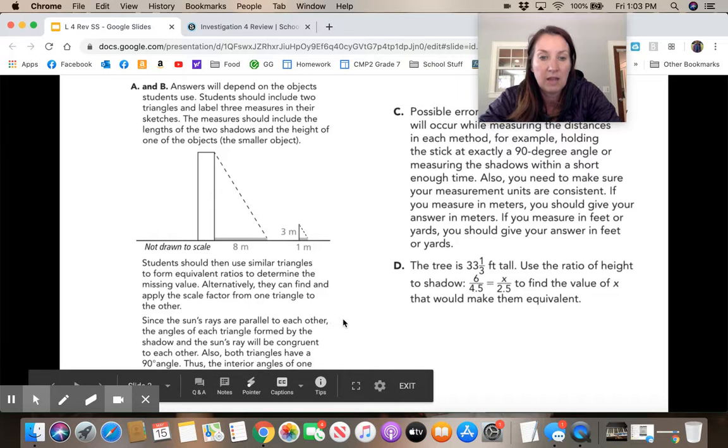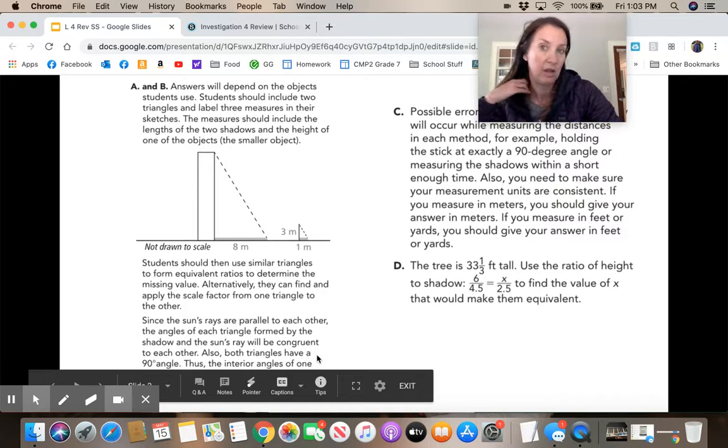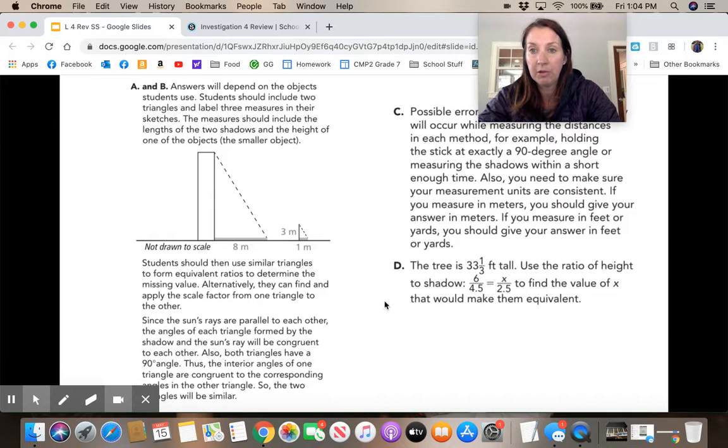And this works again because the sun's rays are parallel to each other and the angle formed by the shadow and the sun's rays will be congruent to each other, and they both have a 90-degree angle. So then each one would have all equal angles and be similar.